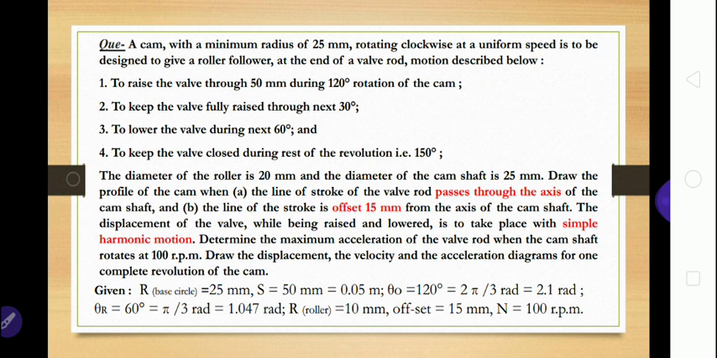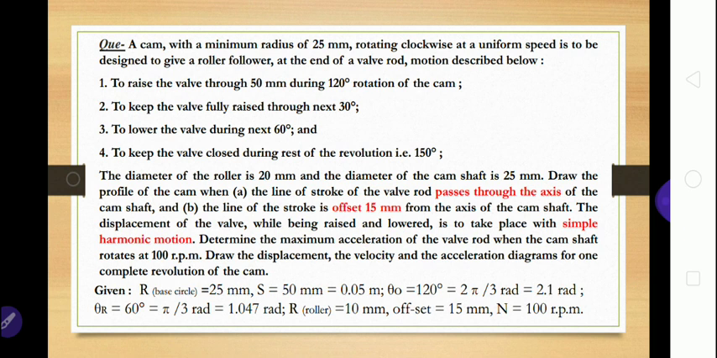That means we have to draw here the cam profile with the follower axis passing through the axis of cam, and secondly we have to draw the cam profile with the follower axis offset from the cam axis by 15 mm. Next, one more thing is given. The displacement of the roller while being raised and lowered is to take place with a simple harmonic motion.